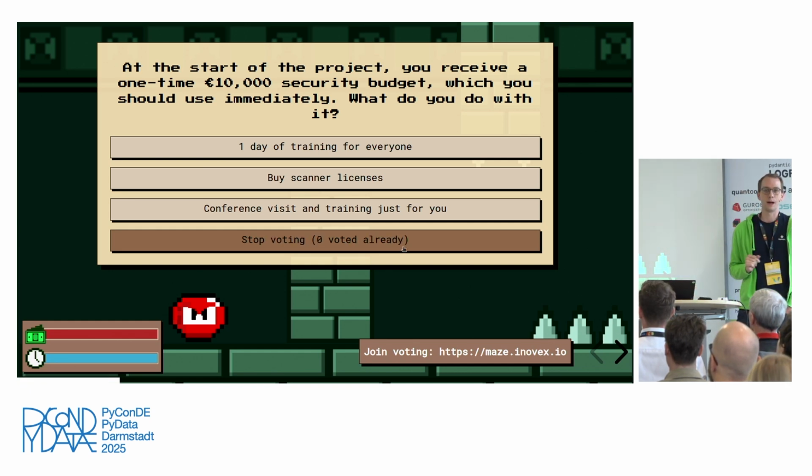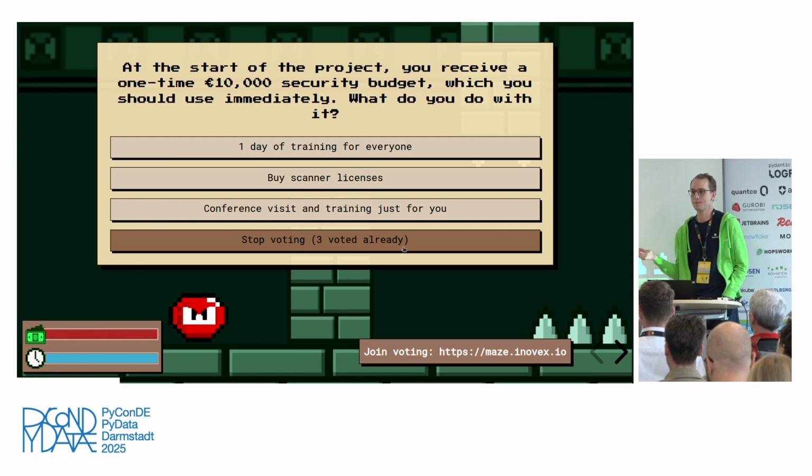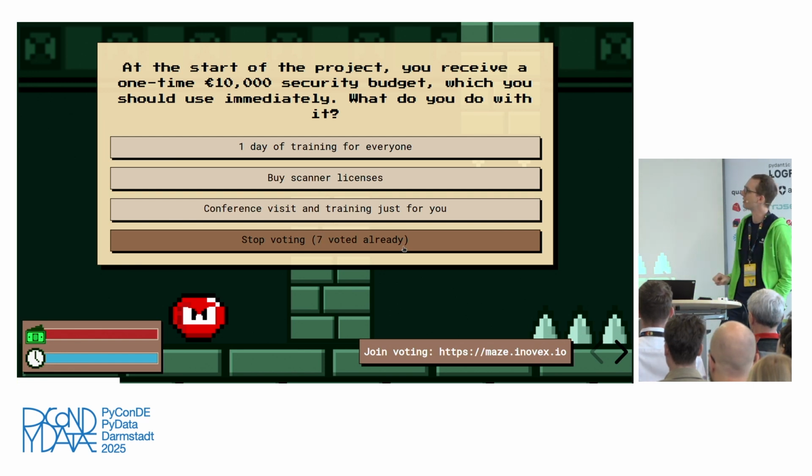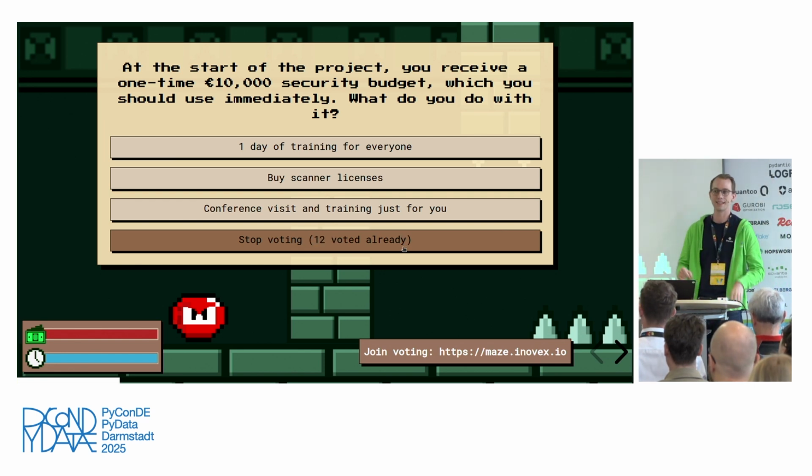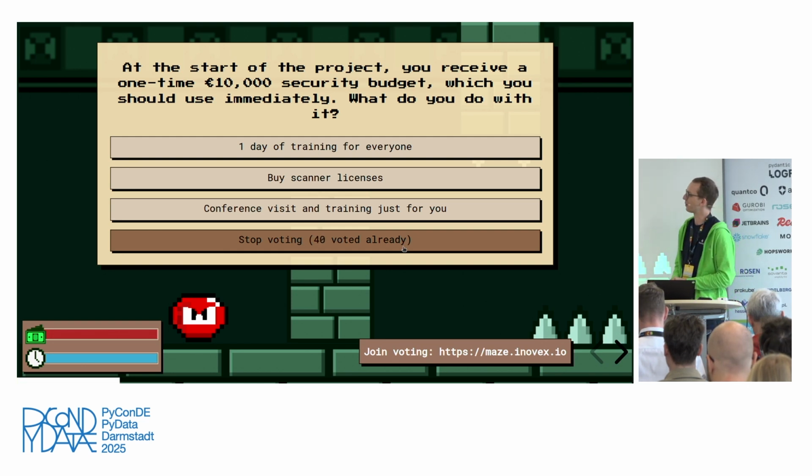Do you want to buy a day training for the whole team? Do you want to buy some security scanner licenses you can use later? Or do you want to go to a nice conference in Darmstadt for yourself, have a nice training, and build up some knowledge for yourself? What do you want to do with this 10 grand up front?